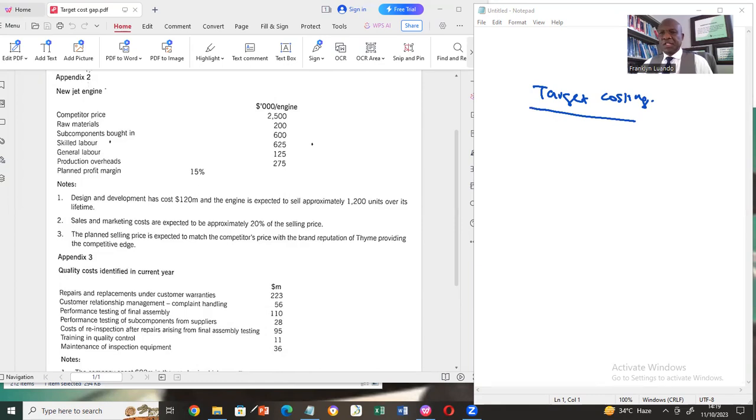Target costing is a costing system that focuses primarily on cost reduction. And the cost reduction begins before production starts. This costing system focuses on the following things, which we call external factors. Number one, competitive selling price.